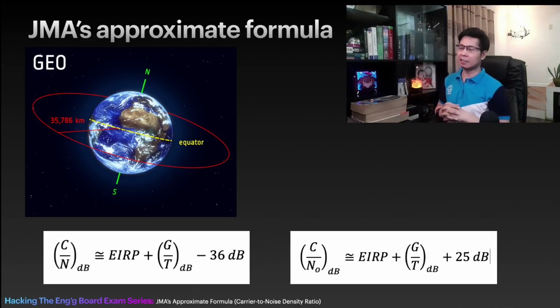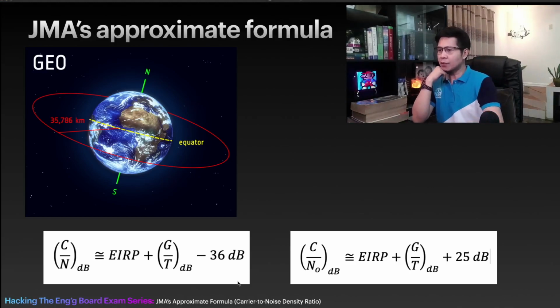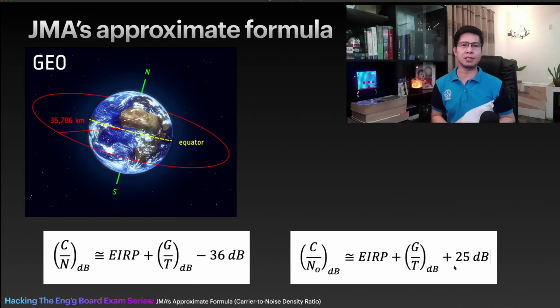But, puntahan natin ito. So, the carrier to noise formula na ginawa ko, ito yung shortcut, is approximately equal to the EIRP plus the figure of merit minus 36 dB. Yun na lang yung kailangan natin tandaan. So, ang carrier to noise ratio is minus 36 dB, but for carrier to noise density ratio, plus 25 dB. Kung bakit minus 36 and plus 25, hindi ko na ma-discuss in full details.